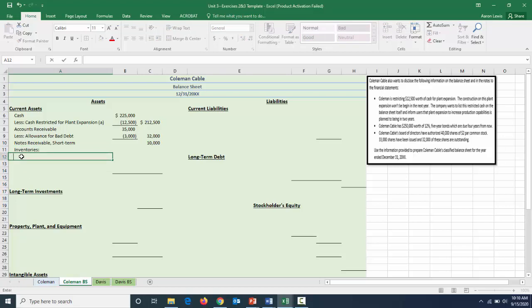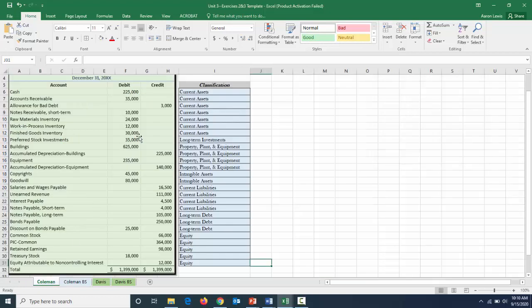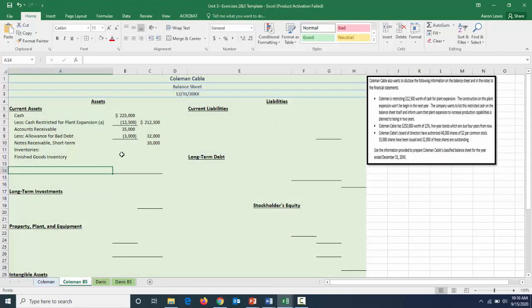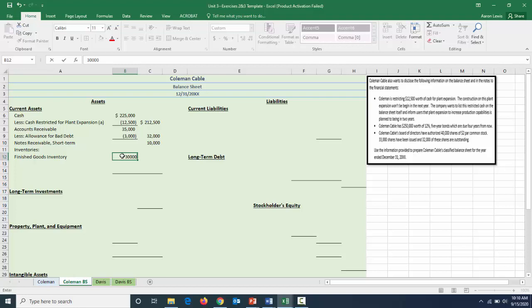And typically when you list inventory, you list it in the order of liquidity, how fast you're going to turn it into cash. Well, what's the first type of inventory we're going to sell? It's going to be our finished goods inventory. And if we look at our trial balance, we see that for finished goods inventory we have 30,000. So let's go and fill that number in. We're summing something up here. We're doing some calculations. So we're going to put this in the left-hand most column as well.